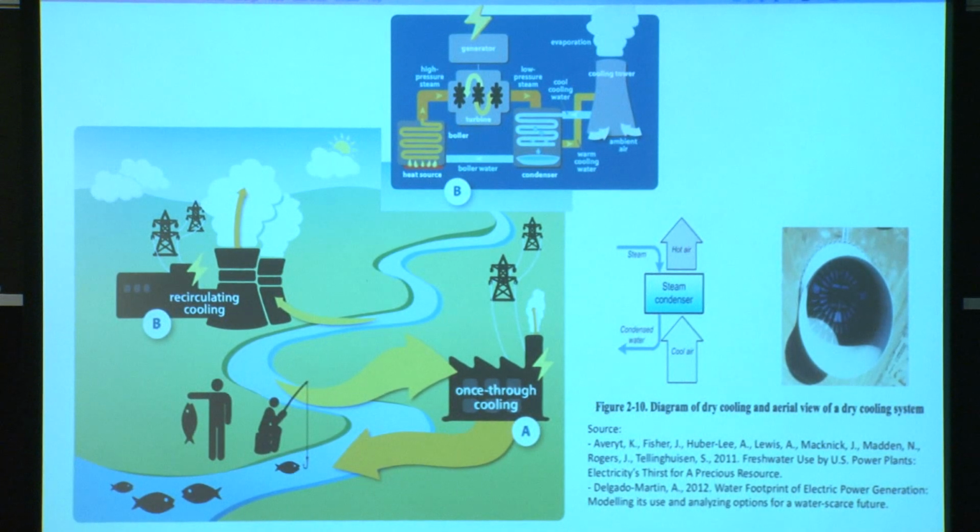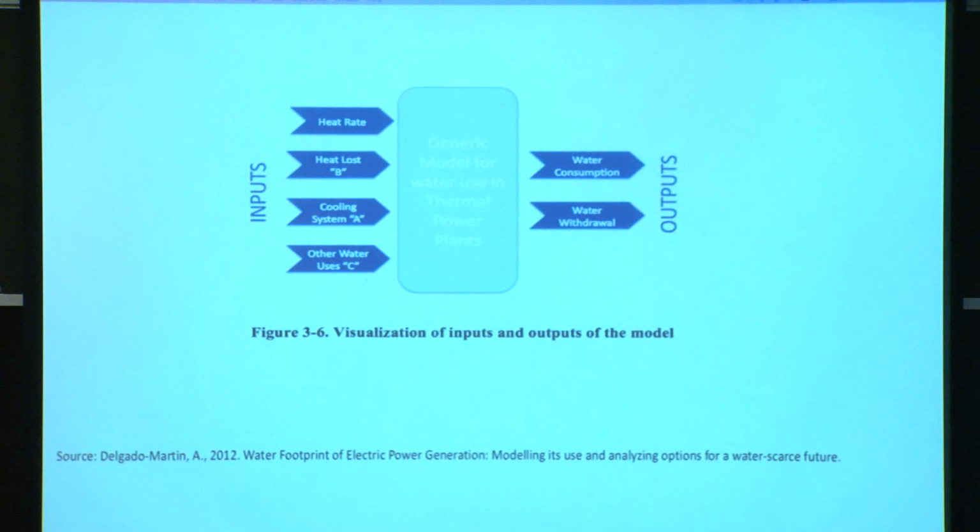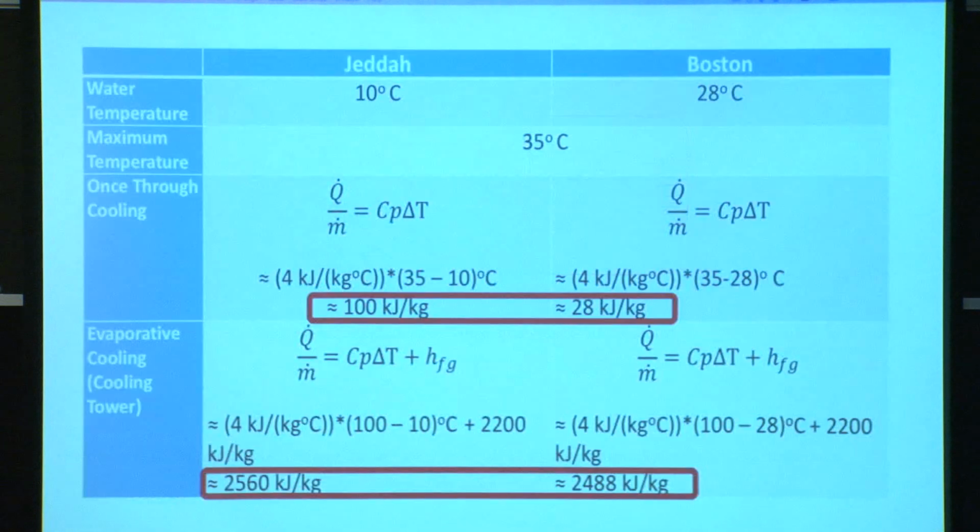In addition to that, I'll talk about the calculation later. This was the main idea of the model, to take some input data of the cooling system, the heat loss and the heat rate, and then to produce the water consumption value and the water withdrawal value. That was the main idea of the model that we wanted to apply.